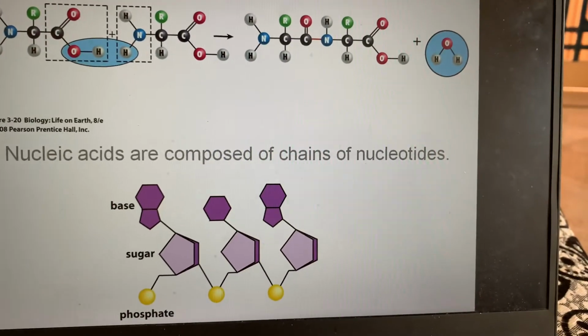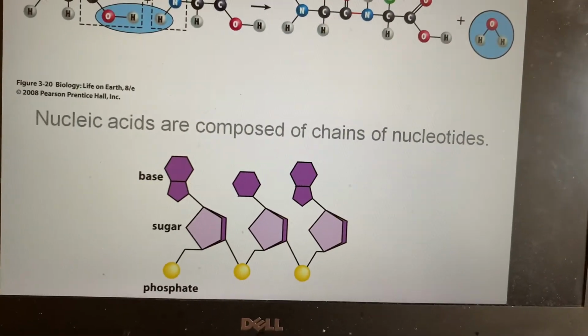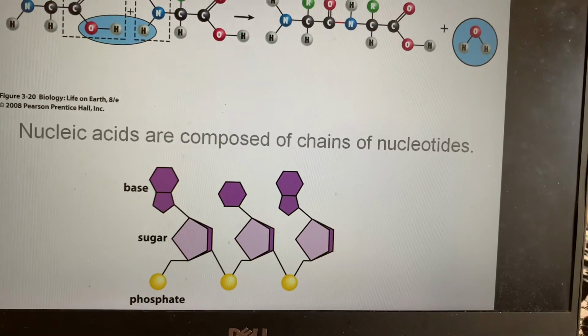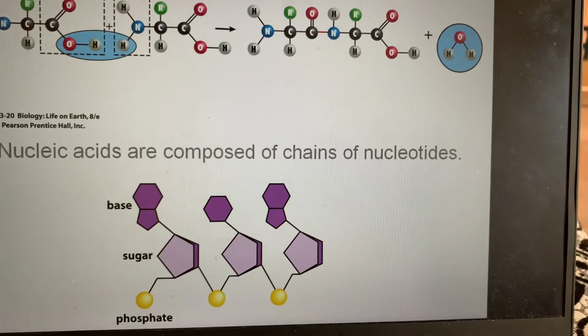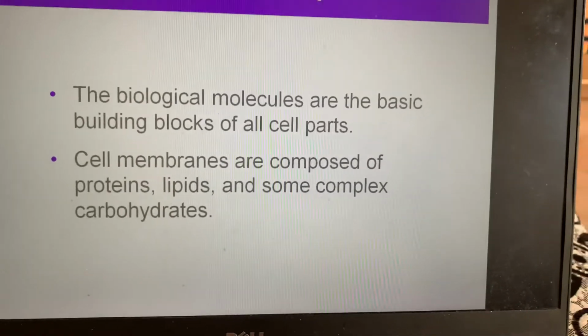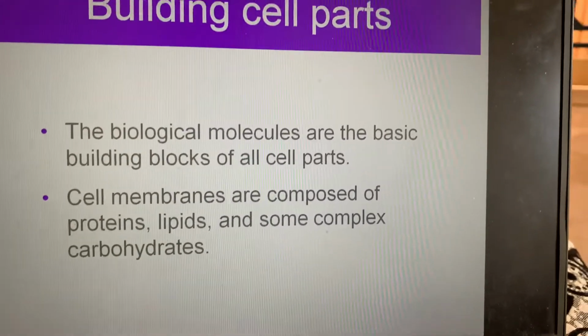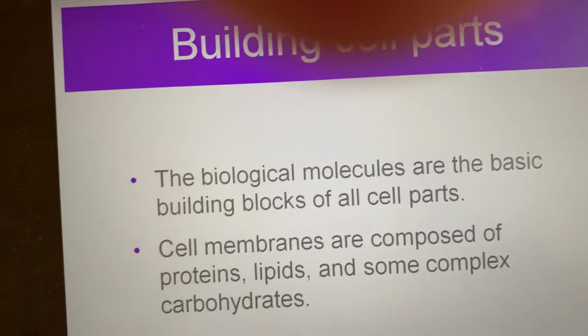Nucleic acids are composed of chains of nucleotides. In nucleotides, you can see the bases, different bases, adenine, guanine, cytosine, etc. And the sugar moiety is there, and phosphate groups are there. So we will talk about these two biological molecules, proteins and nucleic acids, in the next lectures.